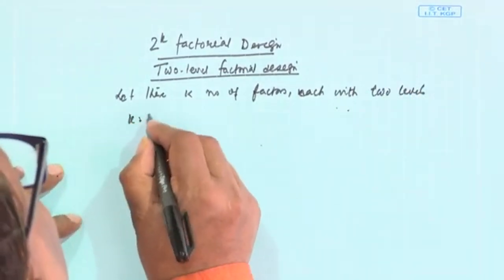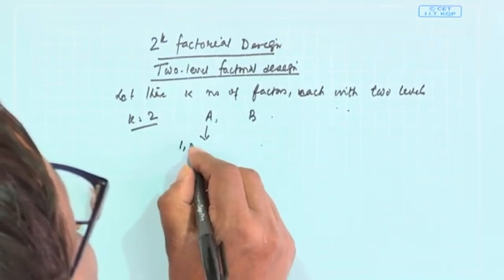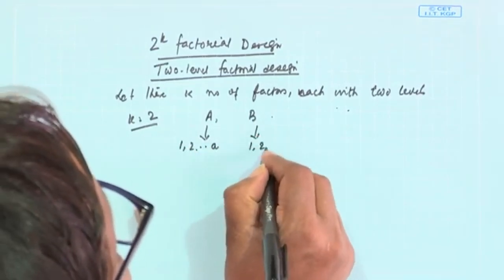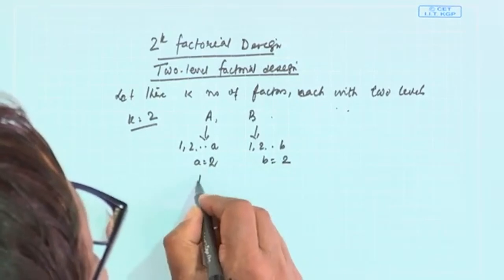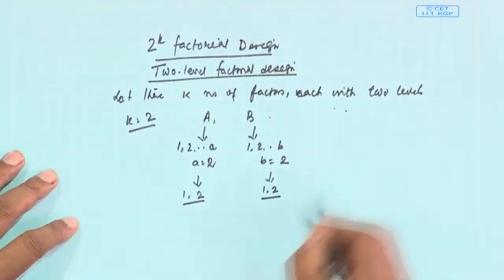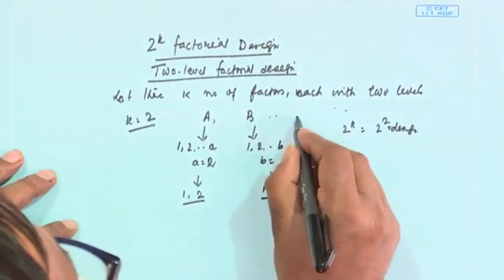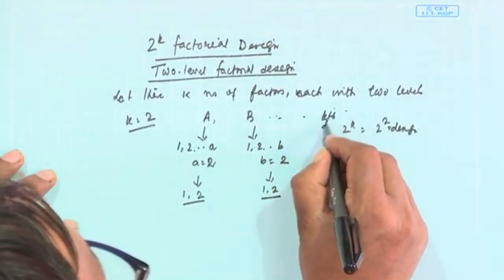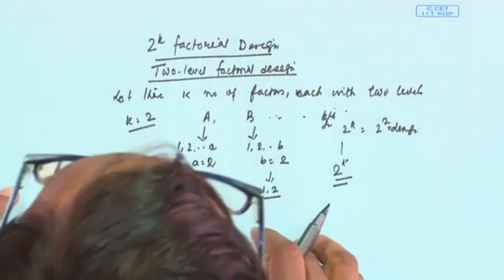Suppose I consider k equal to 2. Then our number of factors is 2, A and B, and now instead of A having a levels and B having b levels, we are saying small a equal to 2 and small b equal to 2. So, A has 2 levels as well as B has 2 levels. Then the design will be 2 to the power k, equal to 2 to the power 2 design. As such, if there are k factors, then the design will be 2 to the power k. This is what we will be introducing in this lecture, and later we will continue a few lectures on the 2 to the power k design.